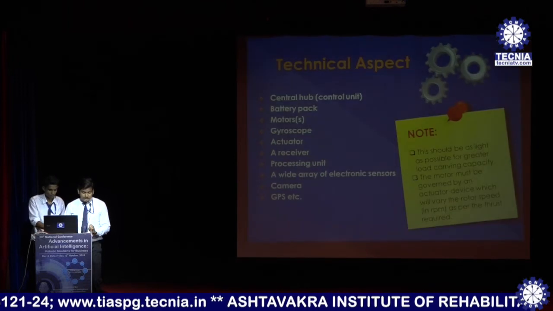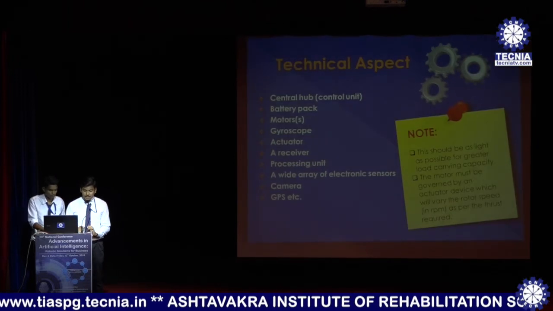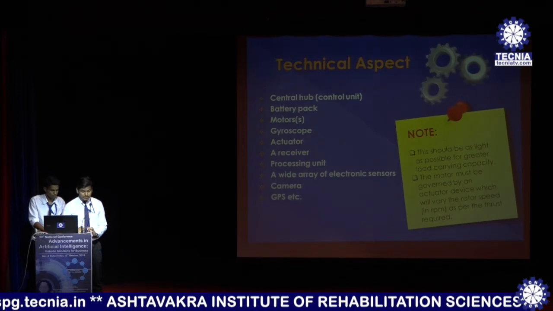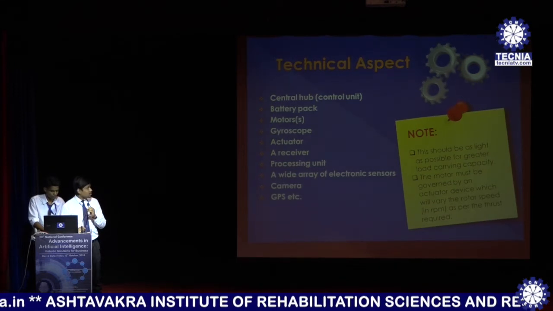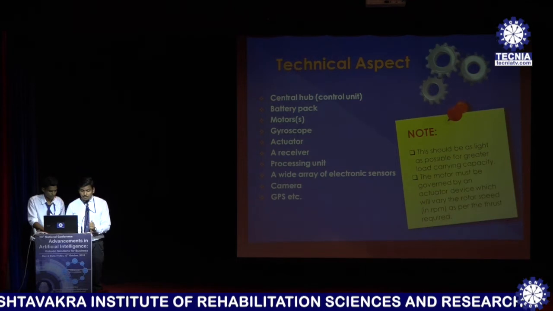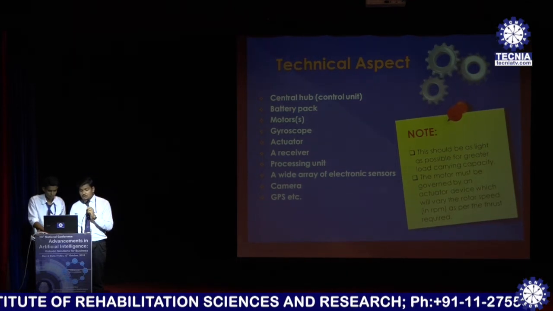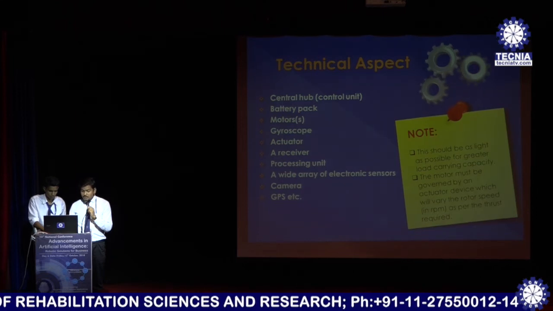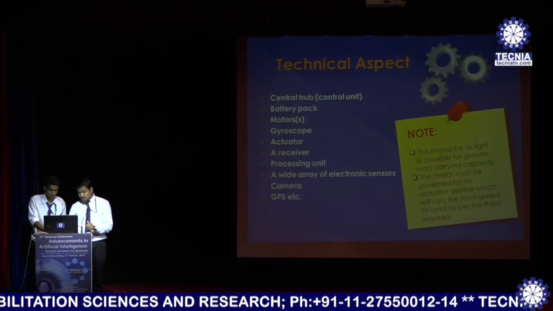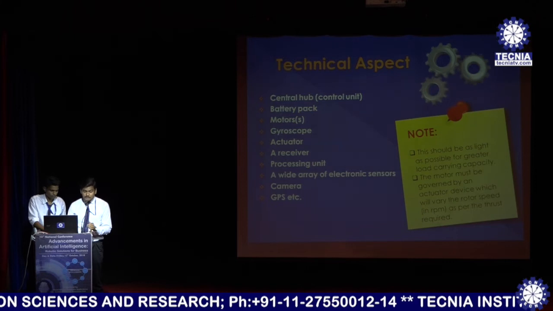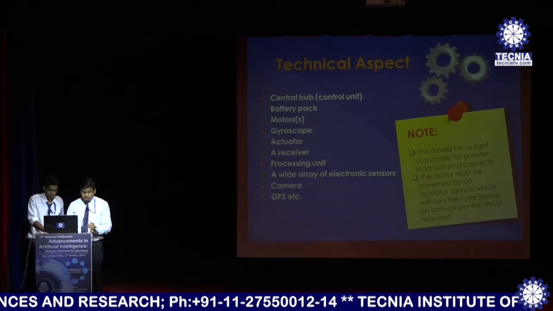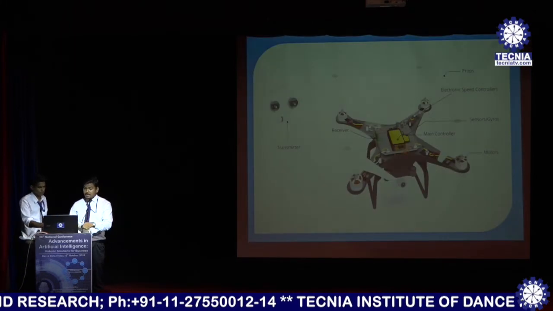Now the technical aspects. A lot of the latest avionics and robotics advancements are using this drone system. There's a central hub, battery pack, motors, gyroscope, actuators, receivers, and so on, each having their own functions. So now my friend will explain all these things.